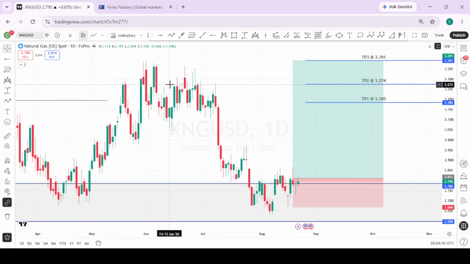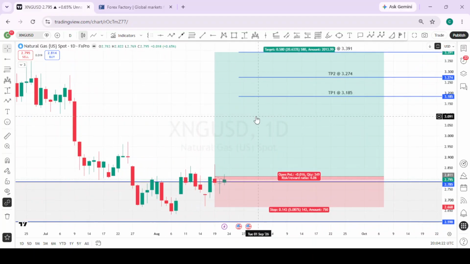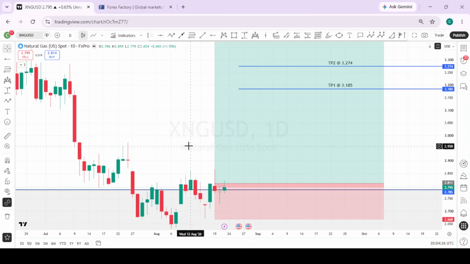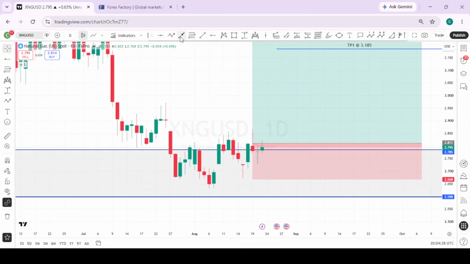This is natural gas. For natural gas, price is currently reacting from an area of interest, and it is giving us a nice reversal pattern, which is an inverse head and shoulder formation. So we are currently in this position. We took this position on Friday also. So this is the head and shoulder that is developing.